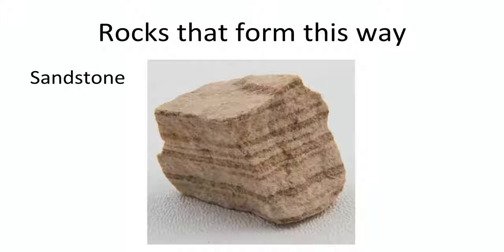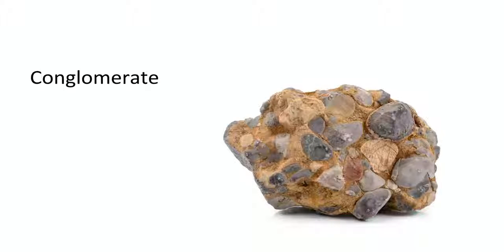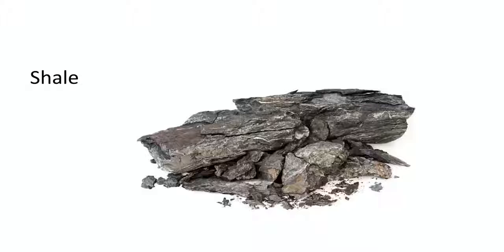And so here's a picture of a sandstone, sand-sized sediments that were compacted and cemented together. The sample in the picture has some nice horizontal layering as well. This is a rock called conglomerate. It's basically all different size sediments that were compacted and cemented together.